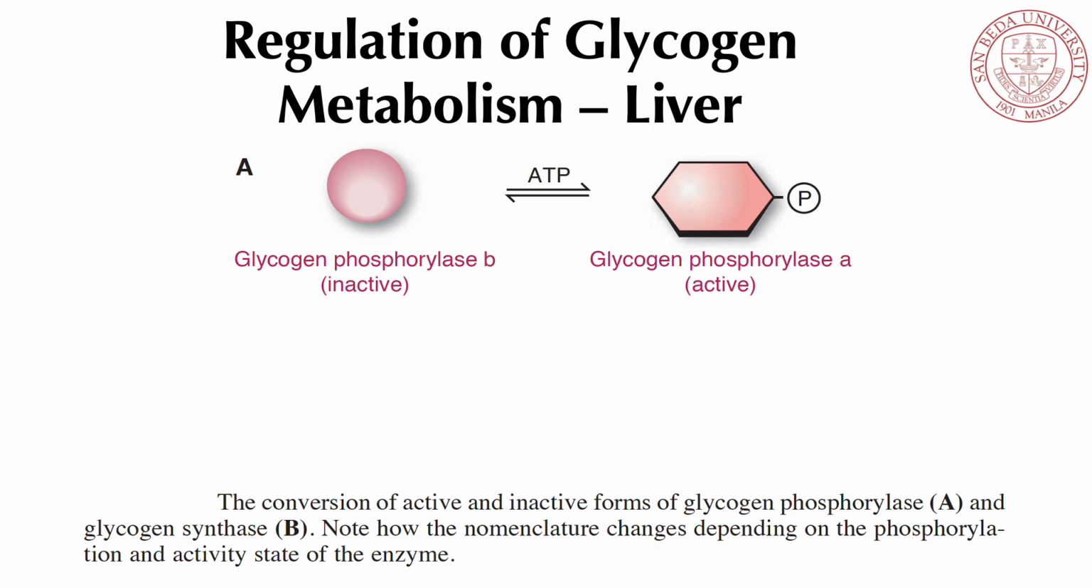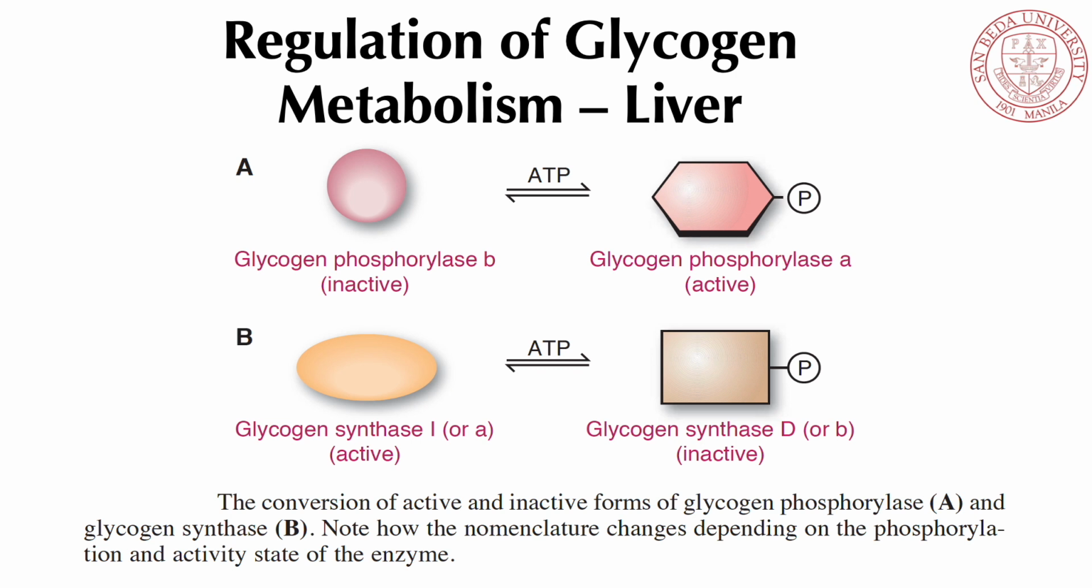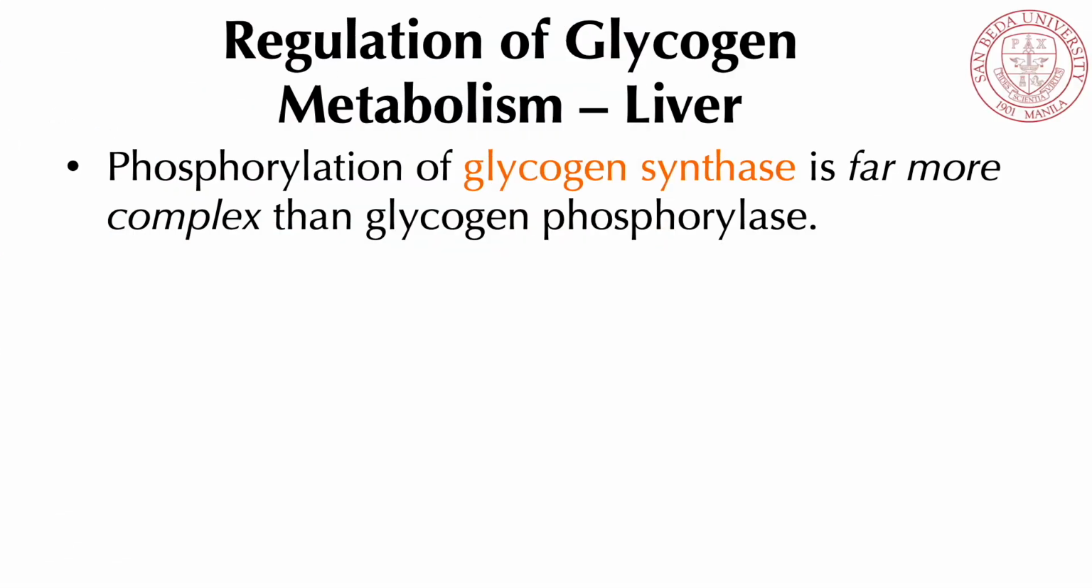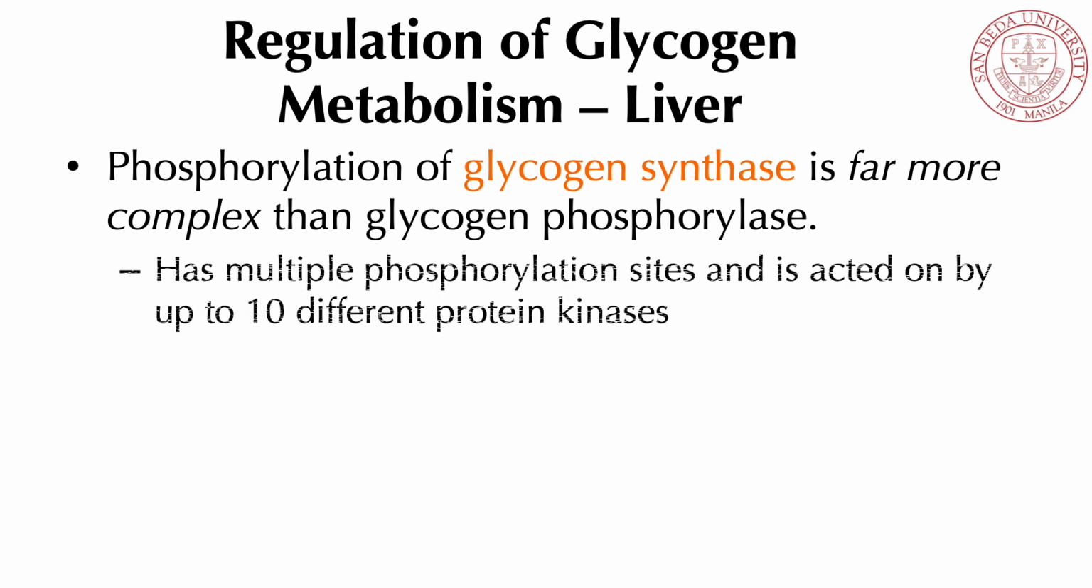On the other hand, the active form of glycogen synthase is dephosphorylated and is assigned the nomenclature I or A, while its inactive form is phosphorylated and is termed D or B. Of note, phosphorylation of glycogen synthase is far more complex than glycogen phosphorylase because the former has multiple phosphorylation sites and is acted on by up to 10 different protein kinases. Glycogen phosphorylase, on the other hand, has only one serine per subunit that can be phosphorylated.